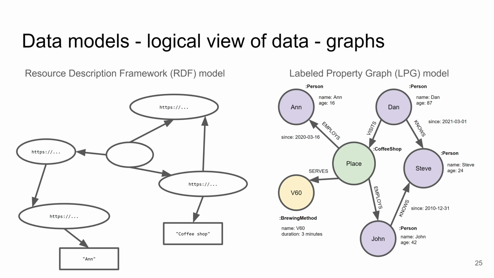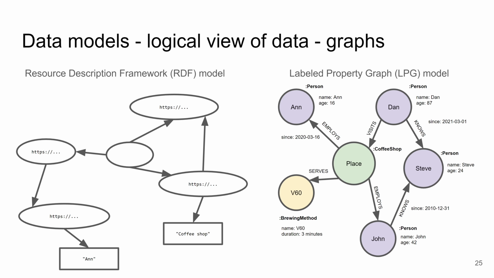And then we have edges which connect those nodes to other nodes, and those edges are also labeled, and they also have properties, like Dan knows Steve since the 1st of March of 2021, and so on. So on the left, in the RDF data model, edges are also labeled, but they do not have any properties. On the right, they have properties.